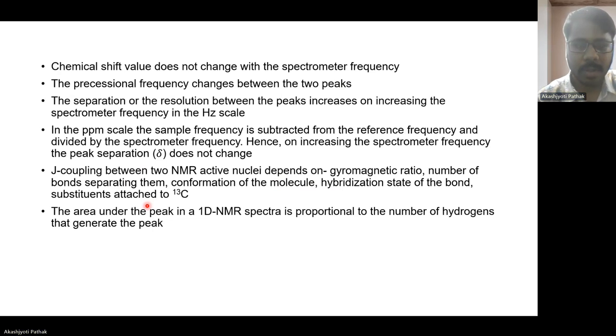And the gyromagnetic ratio will also control the value of J coupling, and the area under the peak. So when we record a 1D NMR spectra, what does the area under the peak give us? It gives us the number of protons resulting in that peak that we are obtaining. The intensity of the peak is proportional to the number of protons present in that nuclei.